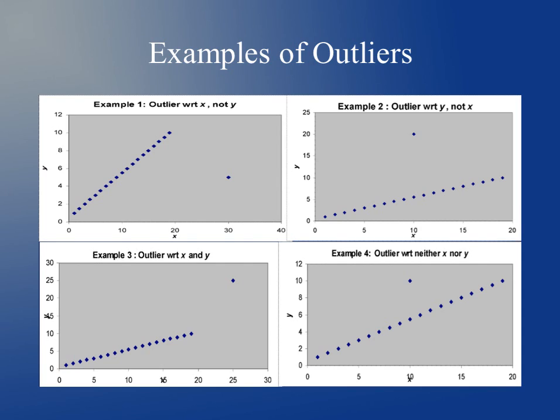And then example 3, it's an outlier with respect to x and y, and you can see that from the plot there. We can also have outliers that aren't extreme in either x or y, but the point is farther from the distribution than we would expect. So you can see that it falls much above the line there of the plotted points.